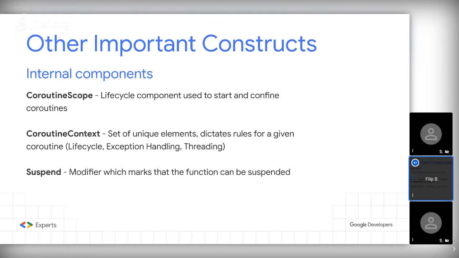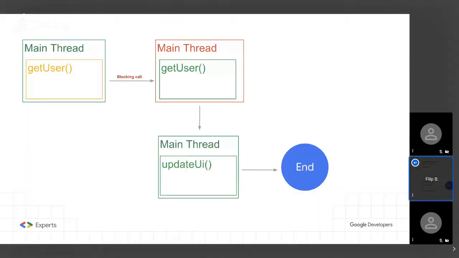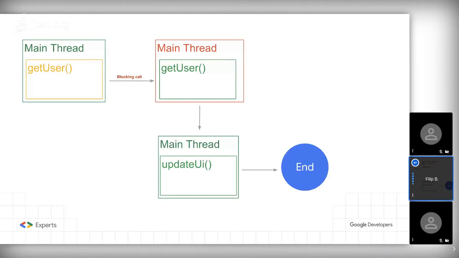So to picture it in a way is, let's say we have a main thread which we're running a function which is called getUser, and let's say that getUser function is a blocking call. This will in turn block the main thread, and only after getUser is finished, we'll get back the main thread. It will free up, and we'll be able to update the UI. After which the function will end in general. So that's kind of our life cycle of things.